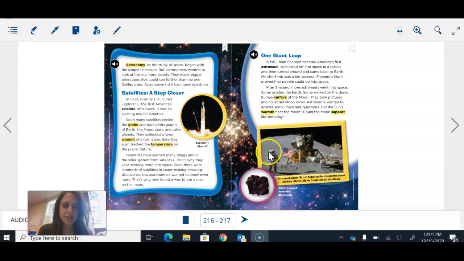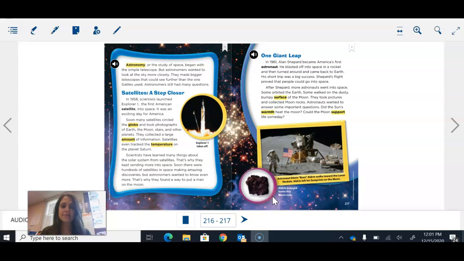Here is the photograph, another text feature. Here is another photograph of a rock from the moon, and here's a caption. Astronaut Edwin Buzz Aldrin walks toward the lunar module. Aldrin left his footprints on the moon. Aldrin brought home this moon rock.